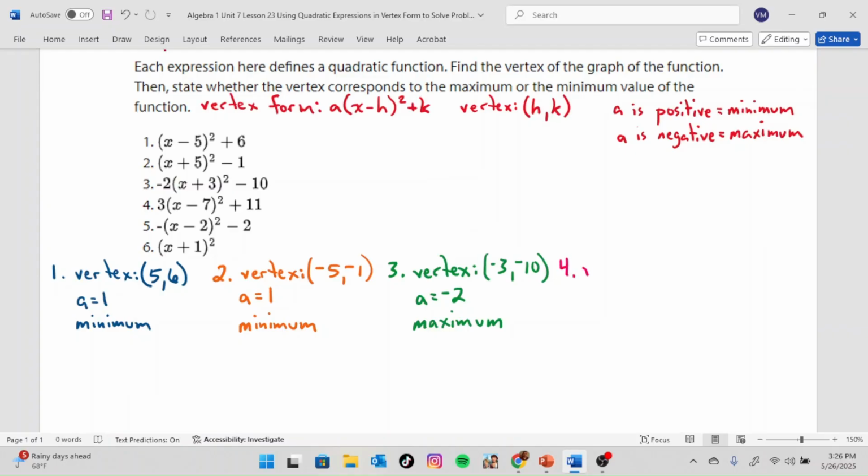Number 4, the vertex is going to be at the location 7, 11. The A term is 3, therefore it is positive. This parabola opens upward. The vertex is at the bottom, so it represents the minimum.